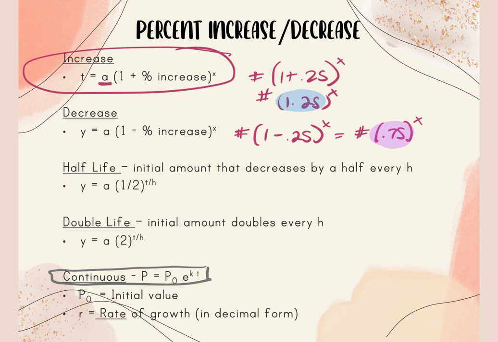Then you get 2 special ones that are called half-life and double life. If you've taken chem, you've probably heard these. Yes? No? Okay, you might, eventually.